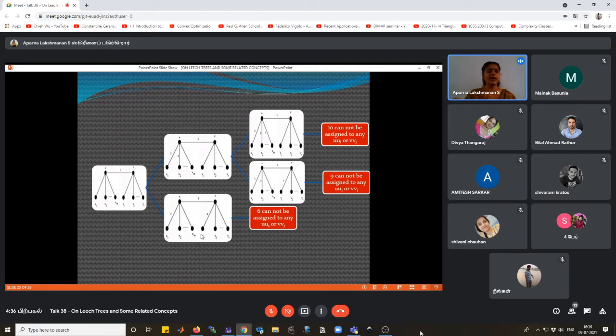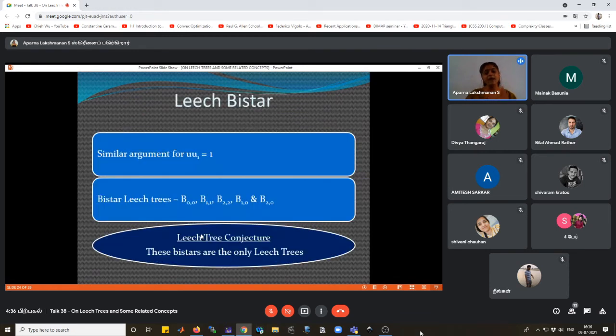When we move on to giving the value to a pendant edge, so many cases arise, and we require some lemmas to exhaust and prove that there are only 5 bistars which are leech trees. Why bistars is interesting is that we already have 5 leech trees given by John Leech. All these 5 leech trees are bistars. They are B00, B11, B22, B10 and B20.